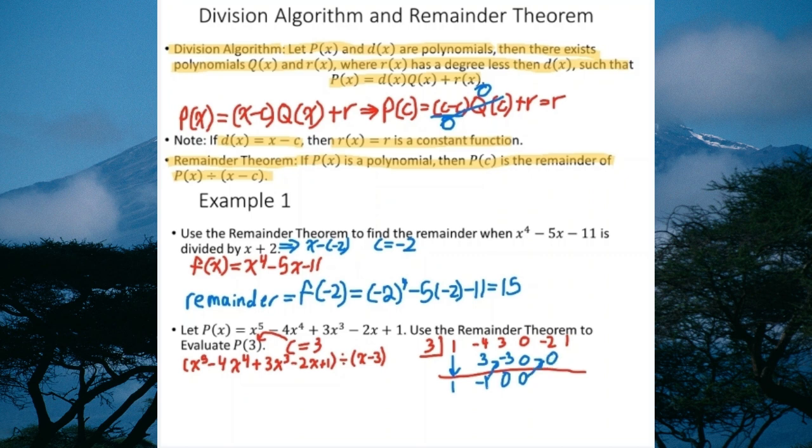0 times 3 is 0. Negative 2 plus 0 is negative 2. Negative 2 times 3 is negative 6. 1 plus negative 6 is negative 5. Since we're just trying to evaluate P of 3, all that matters is our remainder. Since our remainder is negative 5, that means P of 3 equals negative 5.